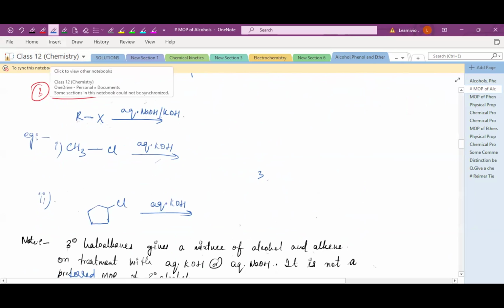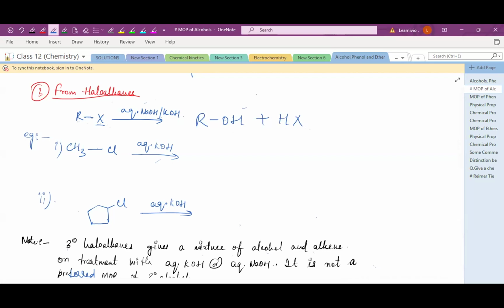So see, suppose we have RX, a haloalkane. When you treat it with aqueous sodium hydroxide or potassium hydroxide, the haloalkane will get converted into ROH plus HX. What happens is this X is replaced by the OH group, so you will get alcohol. This is a very basic reaction. Can you please tell me which type of reaction it is? This is a nucleophilic substitution reaction.